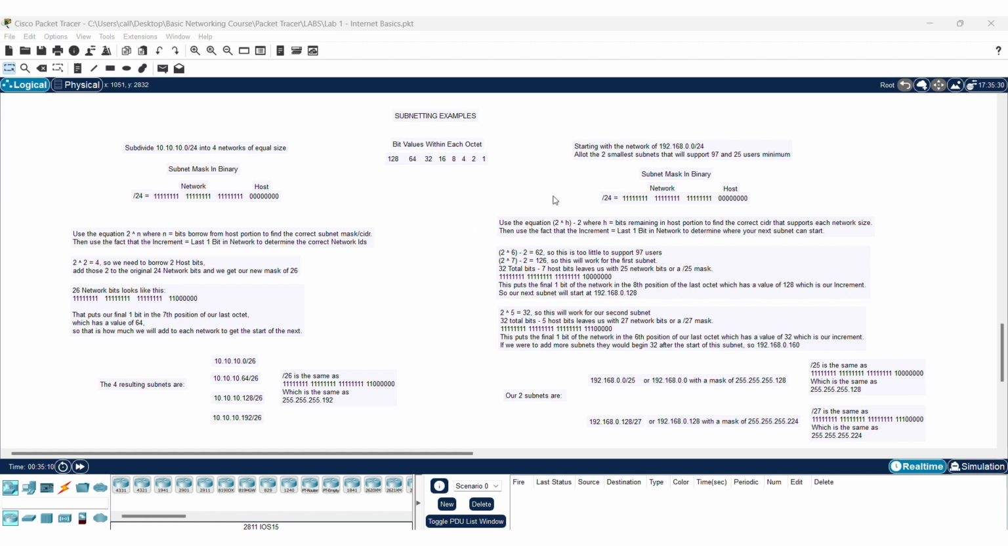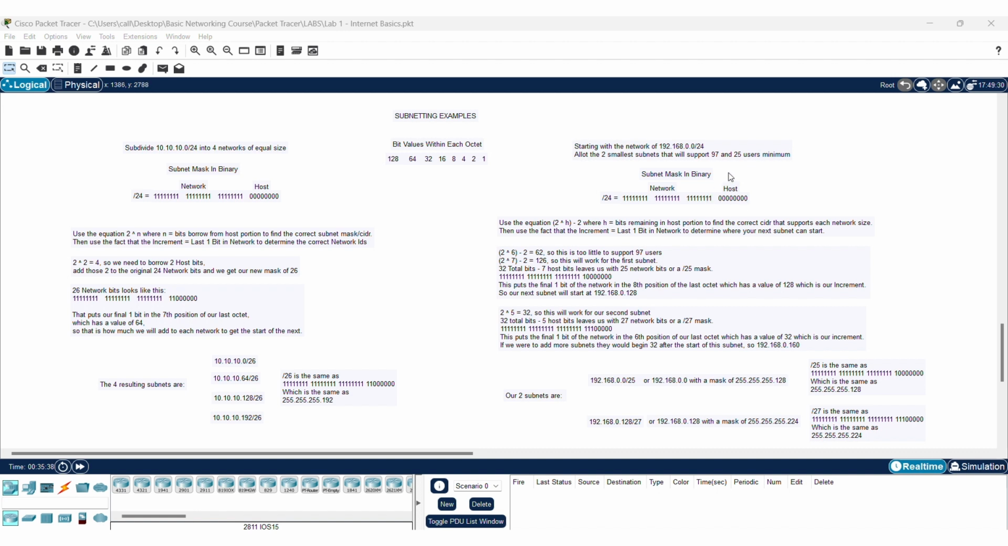Now let's move over to our second problem, which is: if we start with the network of 192.168.0.0/24, we need to allot the 2 smallest subnets that will support 97 and 25 users at a minimum. So step 1, let's throw that /24 mask into binary. That gives us 8, 8, 8, and then all zeros at the end.